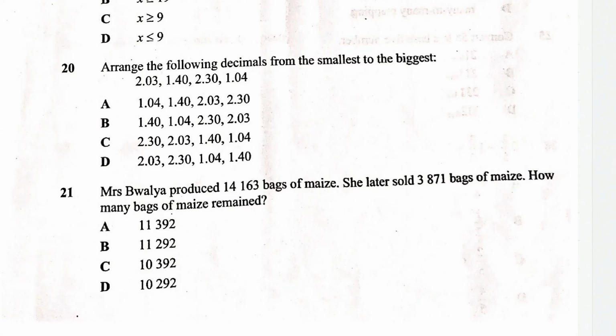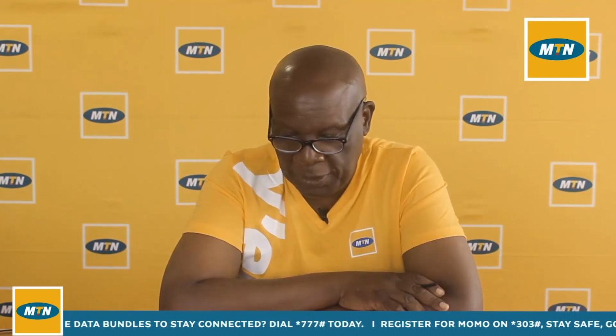Question number 20. Arrange the following decimals from the smallest to the biggest. These decimals that have been given are 2.03, 1.40, 2.30, 1.04. Looking at these questions, the first thing we have to look at is these decimal numbers that come after a decimal point.